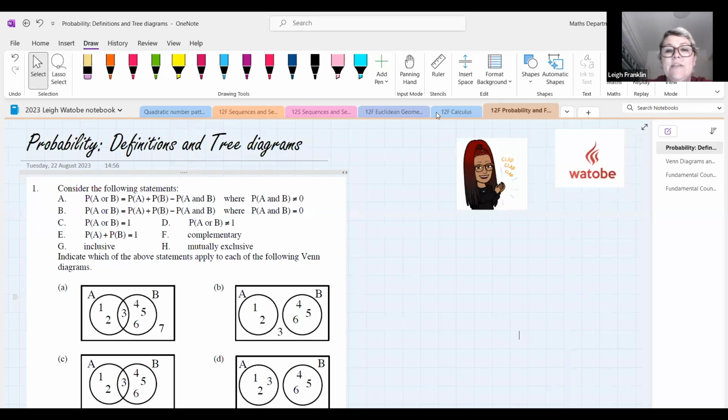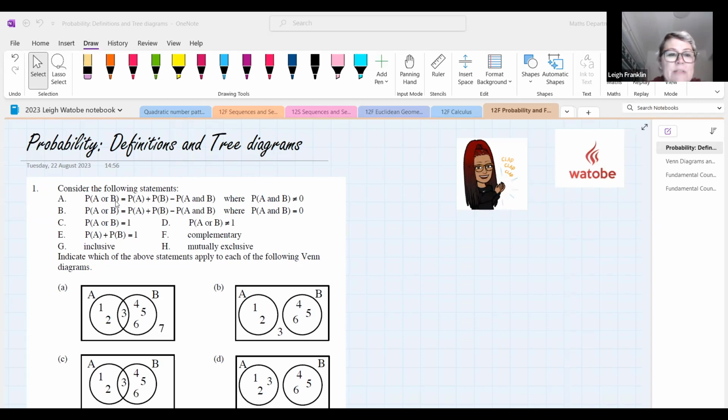Okay, so let's get into this. What I wanted us to do this evening was just have a little bit of a discussion about some of the definitions that we come across in probability, because I think trying to understand the words and what they mean is also an important part. Okay, so the first thing that we're going to do is have a look at some diagrams and then decide which of the statements they've given us apply to that particular Venn diagram.